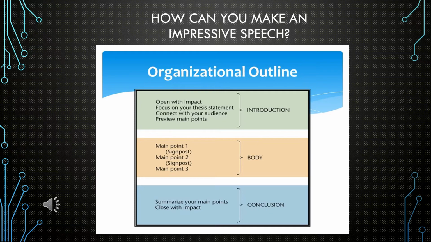After that, you move on to the body here. You can have at least 3 main points. And all these main points must be supported with supporting details. And remember, when you are actually giving the main points and supporting details, you must use transitional linkers to show the flow of the ideas. And finally, for your conclusion, summarize your main points and close with impact again.